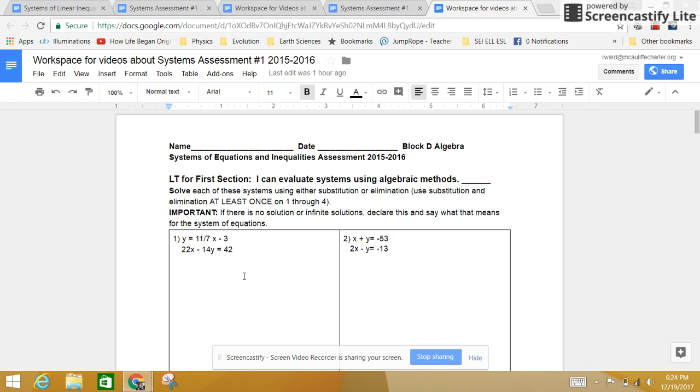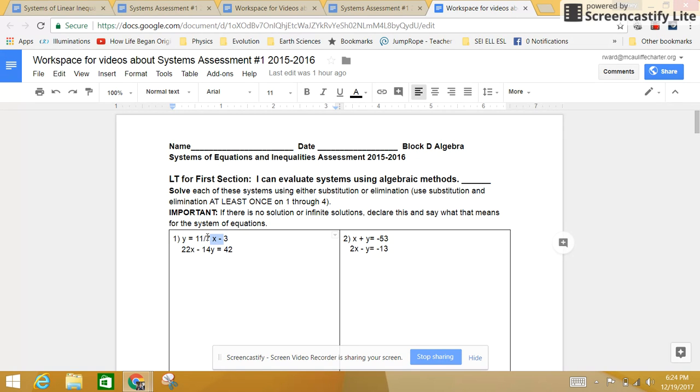I had a request to try to work out problem number 1 on the 2015-2016 test. So I'm going to go ahead and do that here. The problem is y equals 11/7 x minus 3 and 22x minus 14y equals 42. So this one looks like a good candidate for using substitution to solve.